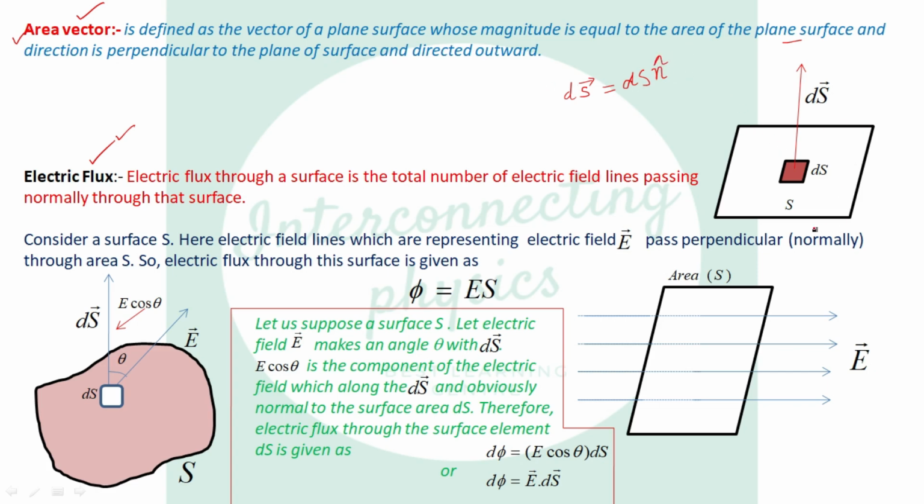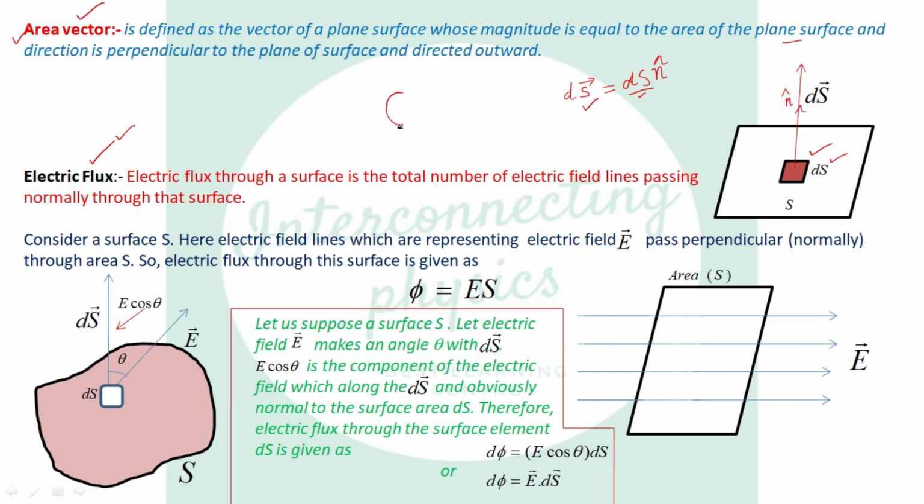Let us suppose we have a big surface S and we have taken a small surface, a small area element dS. Now its area vector will have the magnitude of this area element, that is dS, and the direction of this area vector will be perpendicular to this area element. Let us suppose it is given by n cap, the n unit vector. So it means area vector is always perpendicular to the surface.